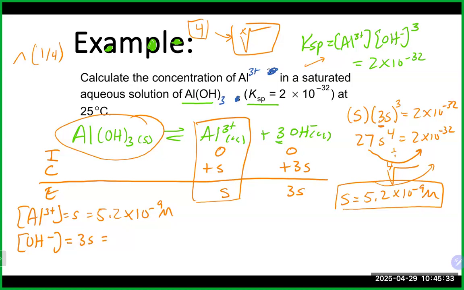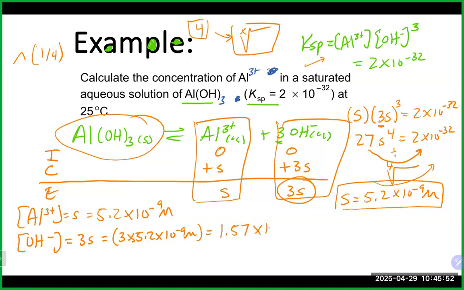So if we wanted the hydroxide concentration at equilibrium, we would have to multiply that value we just got by 3 to get our proper hydroxide concentration, something like 1.57 times 10 to the minus 8 molar. First off, any questions on that?